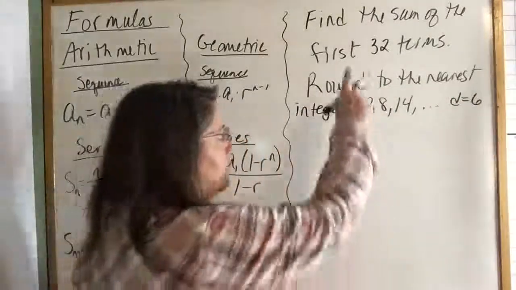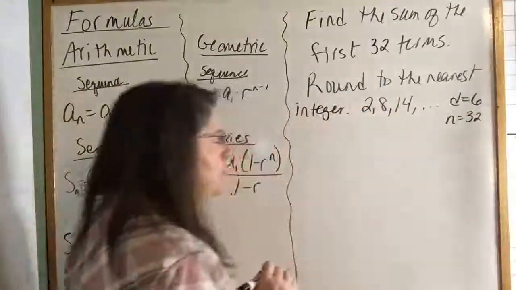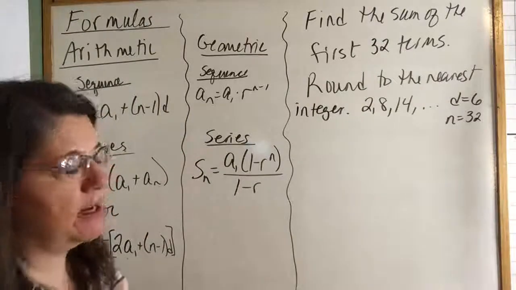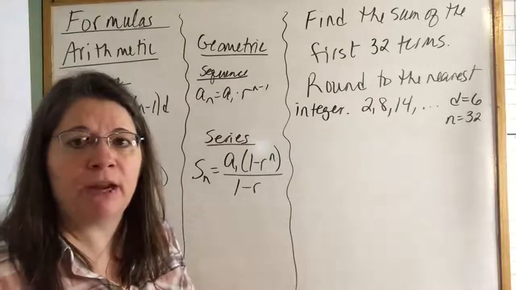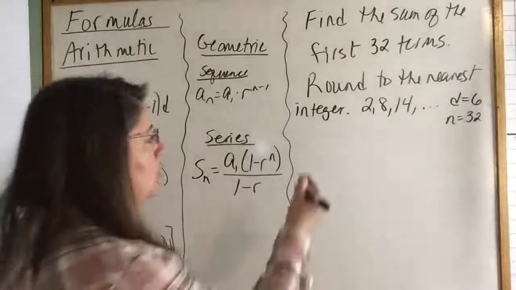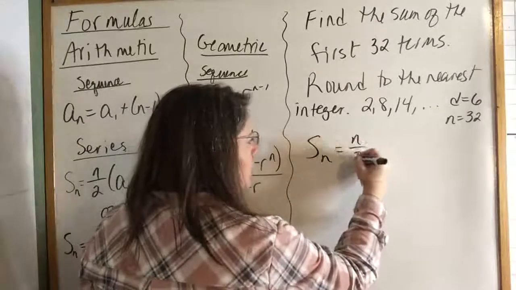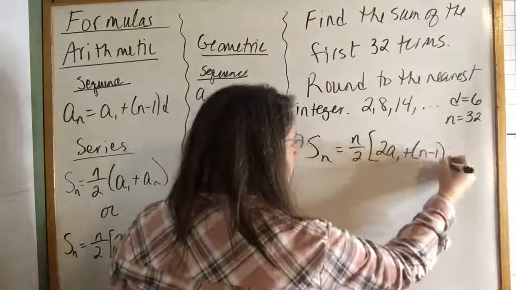They want us to find the first 32 terms. So n is 32. And then I don't know what a sub n is. In other words, I don't know what a sub 32 is. I could plug into the original arithmetic formula for that, or I could use the summation formula, S sub n equals n over 2 times 2 times a sub 1 plus n minus 1 times d.